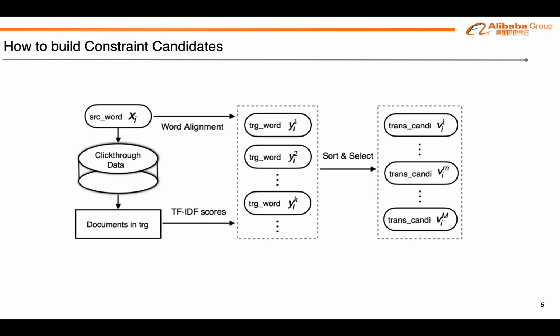From the click-through data, we first extract all the documents DXI that users clicked with any queries containing XI. Thus, we can use the TF-IDF score to identify the importance of each translation candidate in YI and sort them to get VI.